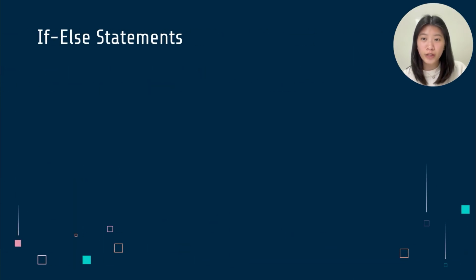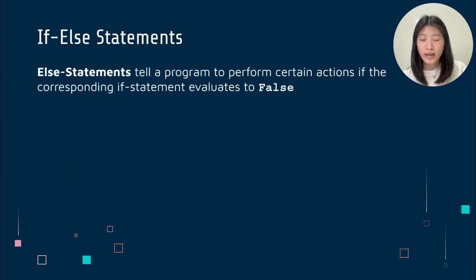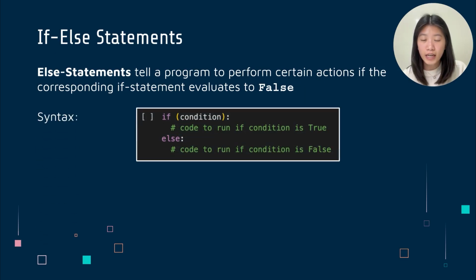So now moving on to if-else statements. An else statement in Python tells a program to perform certain actions if the corresponding if statement evaluates to false. So the syntax for this is if condition, colon, and then on the next line, the indented code is the code you want to run if the condition is true. And then after all of that code, we're going to have else, and then colon sign, and this else statement is going to be in line with the if statement above, and below the else statement, we're going to have the indented code that you want to run if the condition is false.